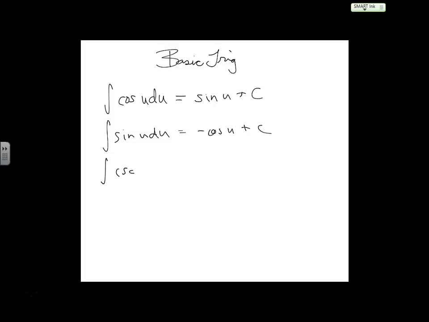Cosecant squared, that's one. Of u. Okay, cosecant squared of u du. What does that equal? Oh, good. Negative cotangent u plus c. What's another basic one I know? Secant squared u du equals tangent plus c.